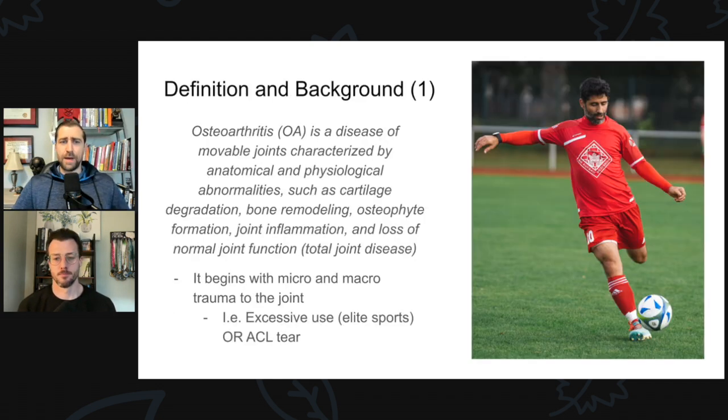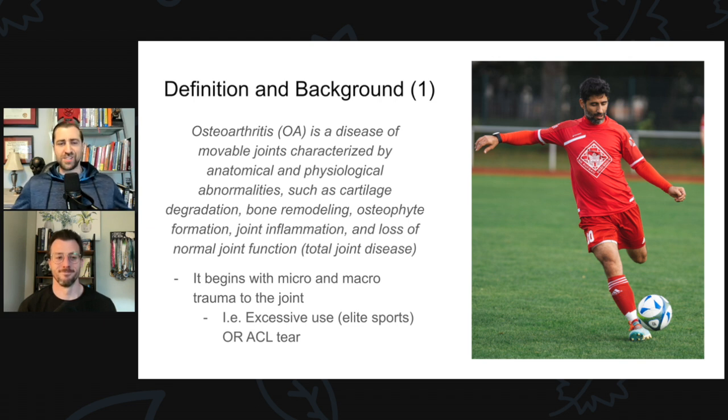First, a little definition and background. Osteoarthritis, or OA, is a disease of movable joints characterized by anatomical and physiological abnormalities such as cartilage degradation, bone remodeling, osteophyte formation, joint inflammation, and loss of normal joint function, also known as Uncle Arthur. Comes for us all over time.